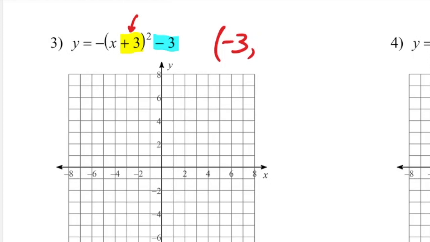The number at the end is the y coordinate of the vertex. It is going to give me the y, which is also negative 3. So the opposite of what you're going to see in there with the x, and then the actual number that you see at the end. Those two form the vertex. If I go to negative 3, that puts the dot down here.